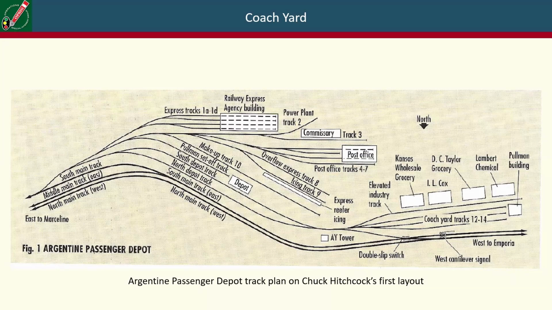So in addition to having a coach yard, some of the cars in the coach yard will then go to the REA building, the commissary, and the post office. And some express reefers also have to be iced. He included an icing track, which you can see in the middle. Then he also had the overflow express track. In Chicago at the REA building, there also was a bunch of overflow tracks for the REA building. So if you have the space, you should add as much of the prototype building as possible to give you more switching opportunities.